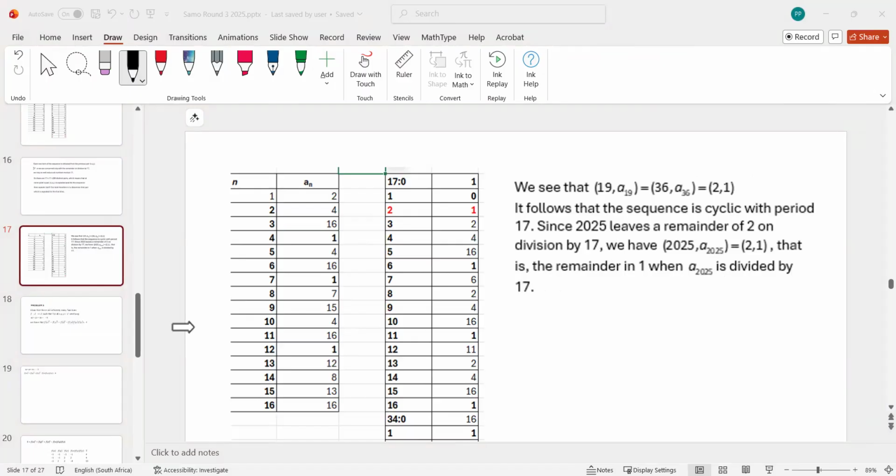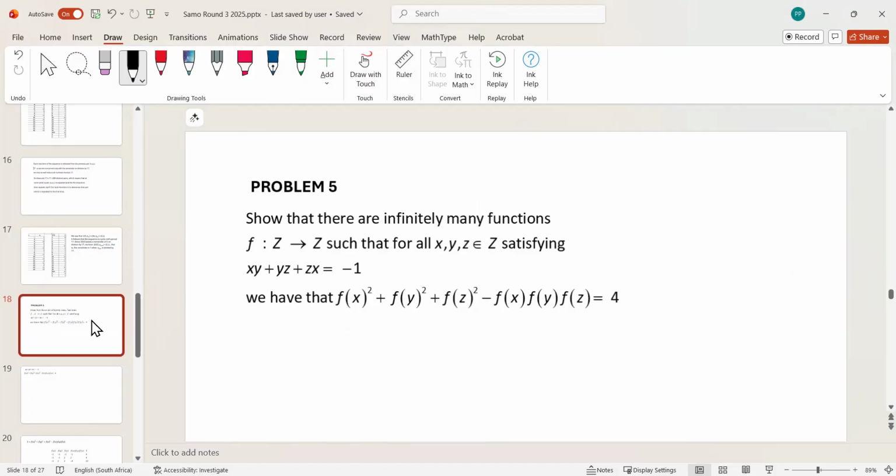Okay, so let's get to the next problem, which is problem number 5. Problem number 5 says, show that there are infinitely many functions f from Z to Z, where Z is the integers: positive and negative integers, together with 0. And it says that whenever these three integers satisfy this equation, you have some complicated formula which is satisfied.